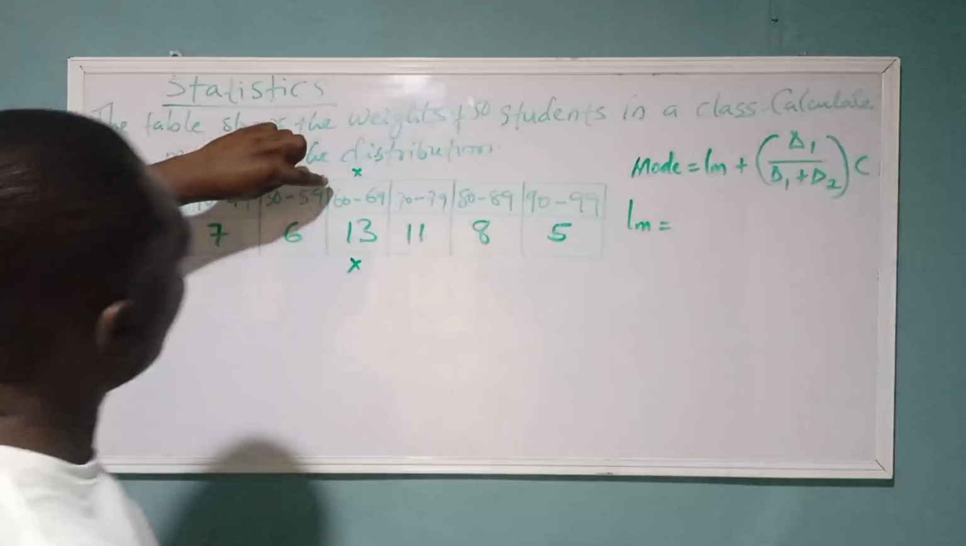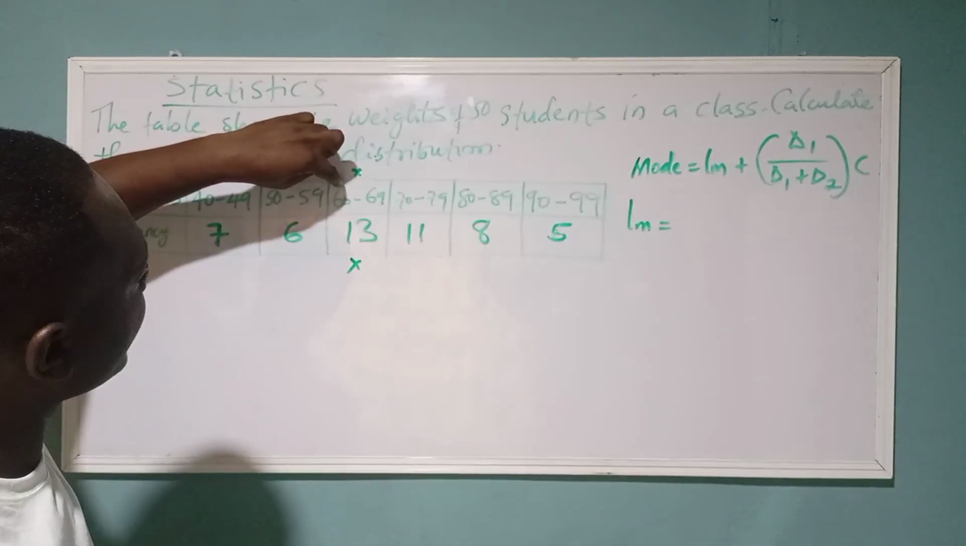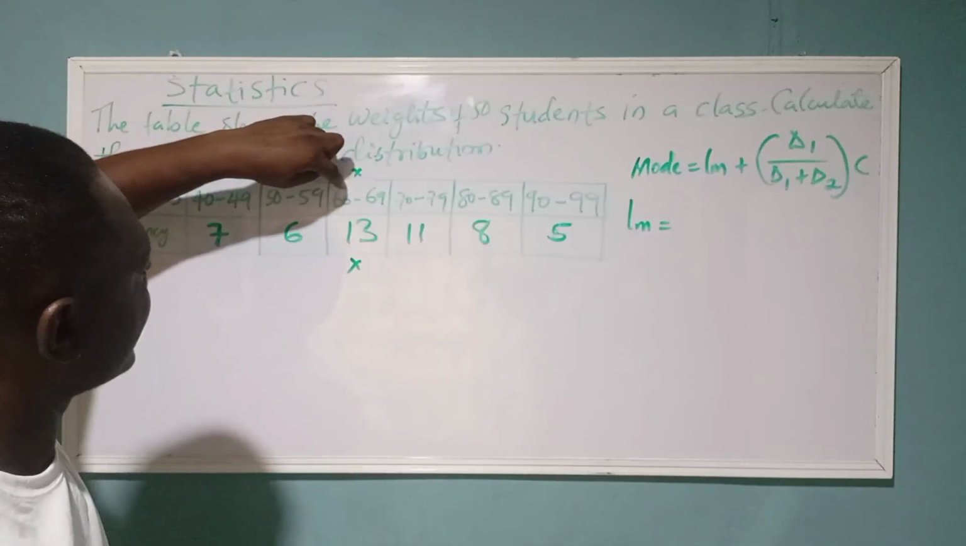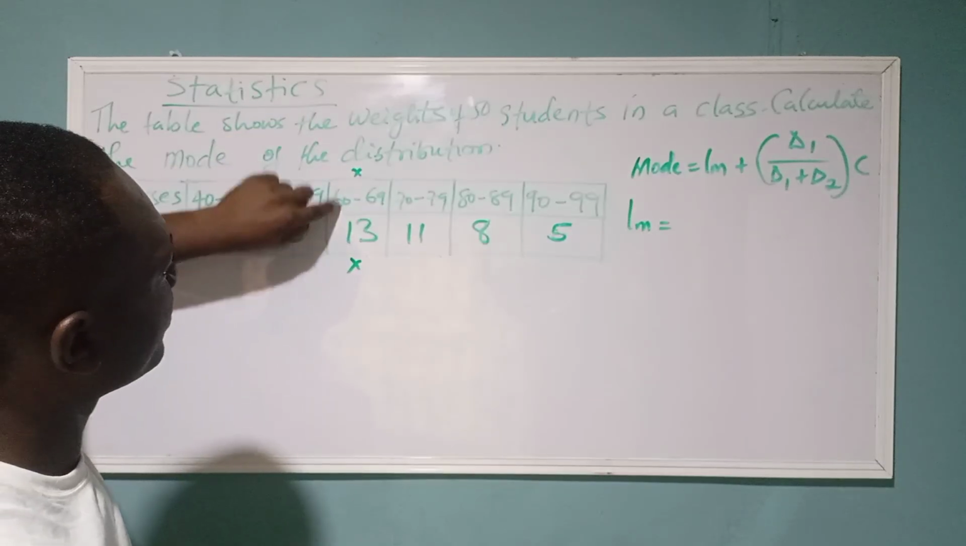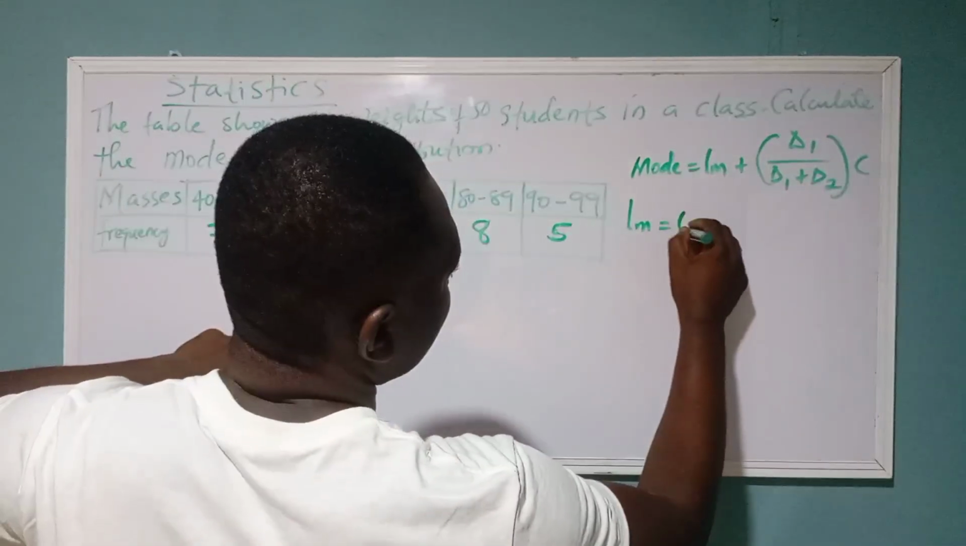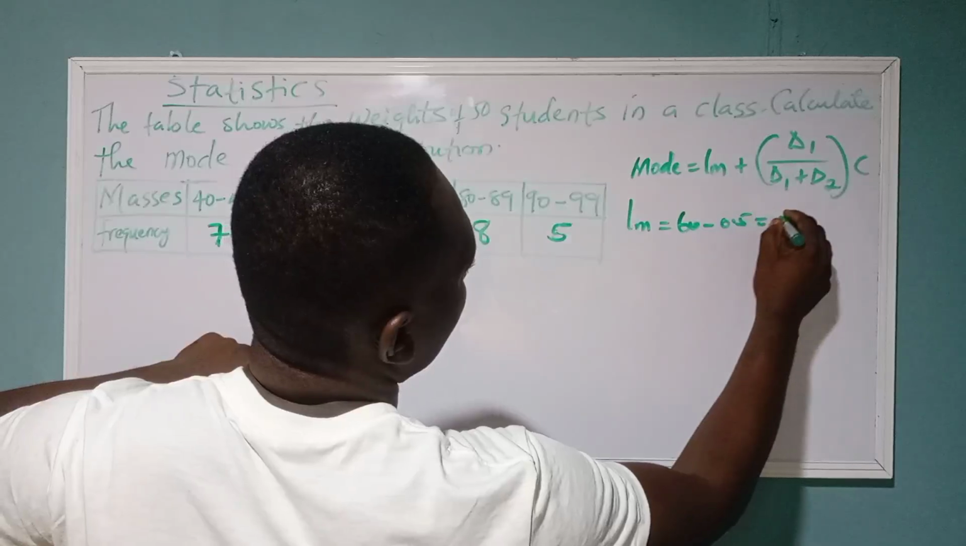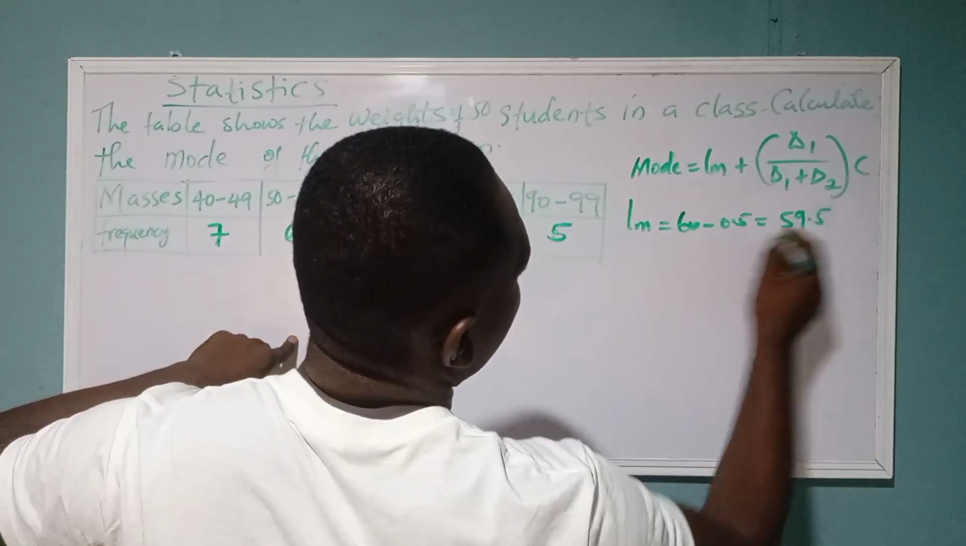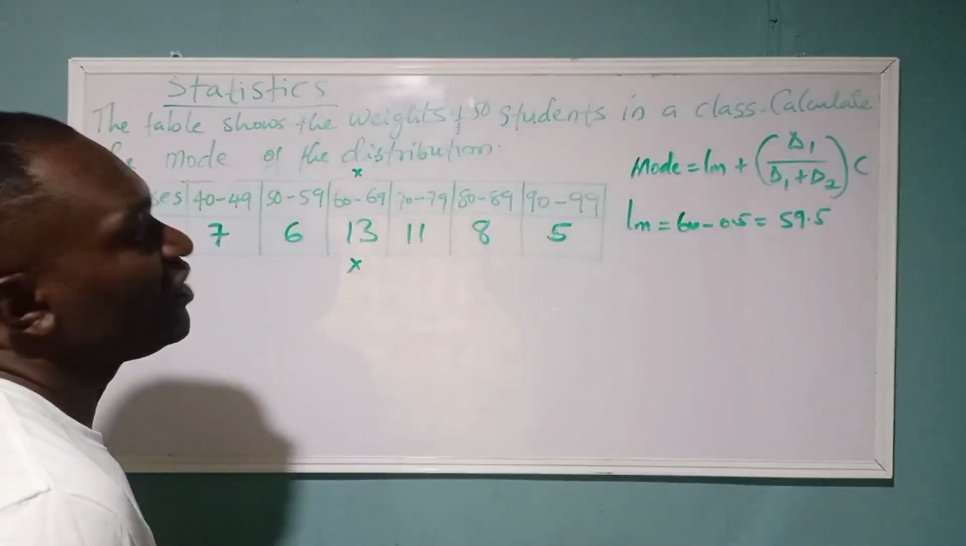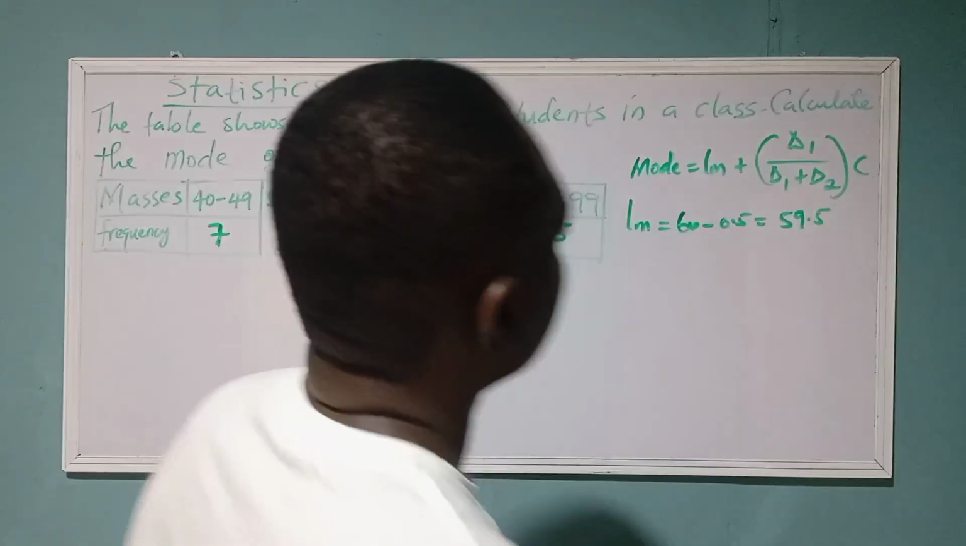So to get the lower class boundary, you look at the lower class limit here and then take away 0.5 from it. So 60 minus 0.5 will give you 59.5. That's our L1. Now, how do we get delta 1?